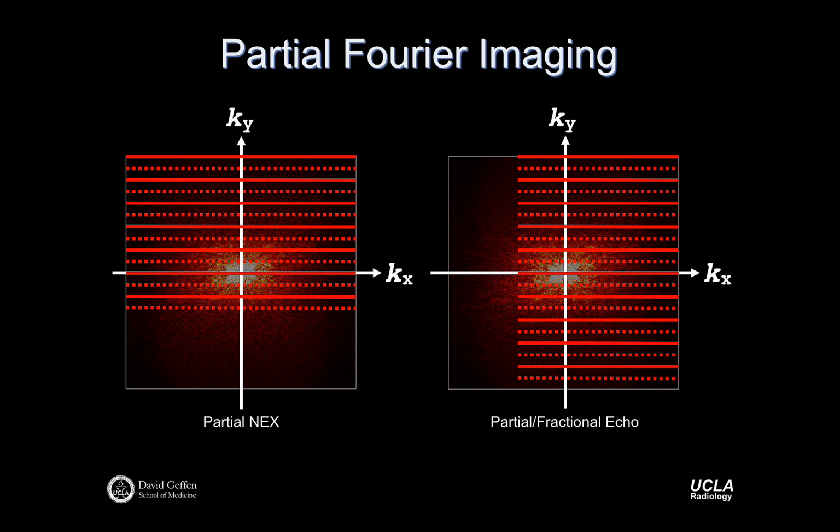On the left-hand side, we have what's called partial excitation, sometimes called partial NEX. It's a partial Fourier acquisition strategy where we're getting, say, the top 3/4 of k-space, but we're not acquiring the bottom quarter of k-space. The other alternative is so-called partial Fourier or partial echo or fractional echo acquisitions. So on the left-hand side, we're just choosing not to acquire these k data.